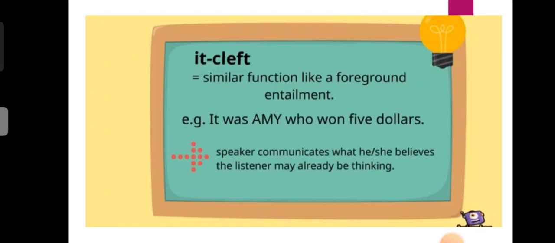It has a similar function to a foreground entailment. So if we say it was Ami who won $5, the speaker communicates that he or she believes the listener may already be thinking about it. Regarding presupposition and entailment, more is being communicated. So that is all.